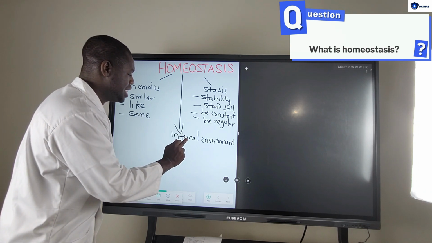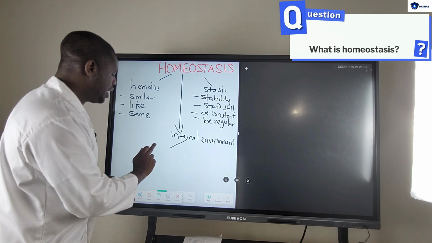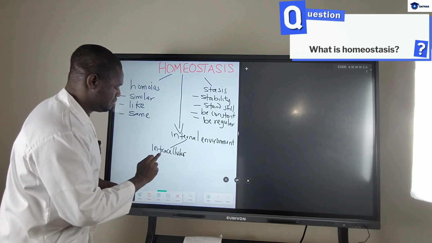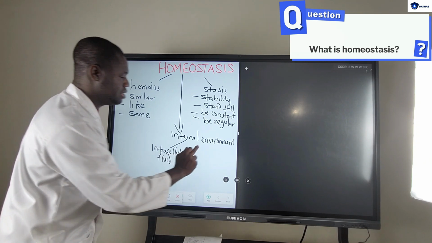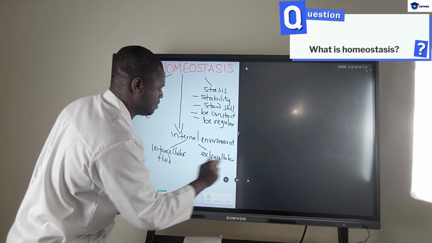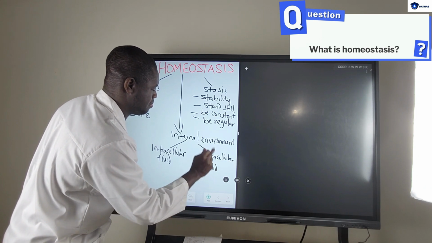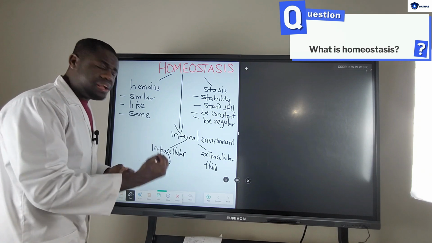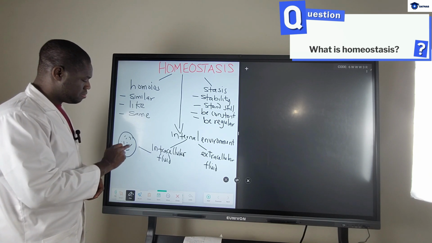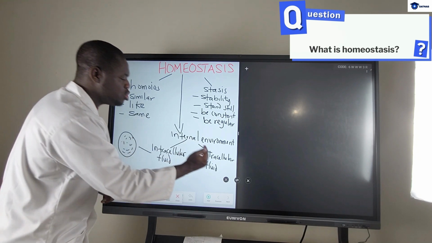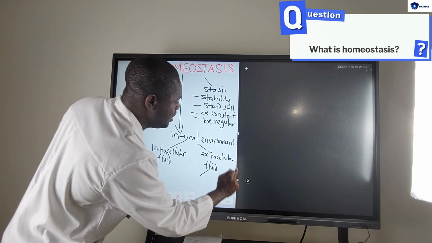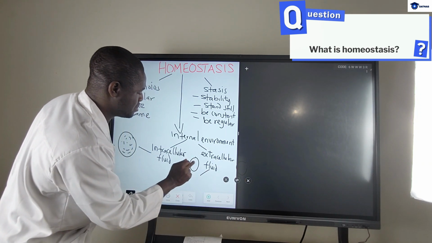The internal environment is divided into two. We have the intracellular fluid and extracellular fluid. The intracellular fluid is the fluid within the cells. The extracellular fluid is the fluid outside the cells.